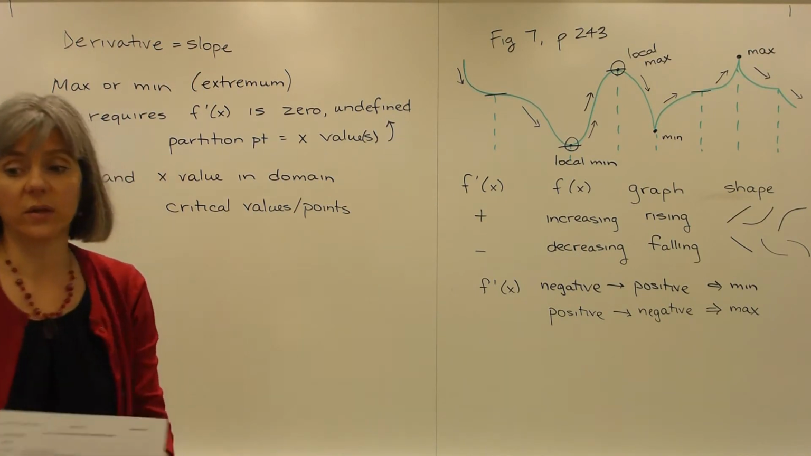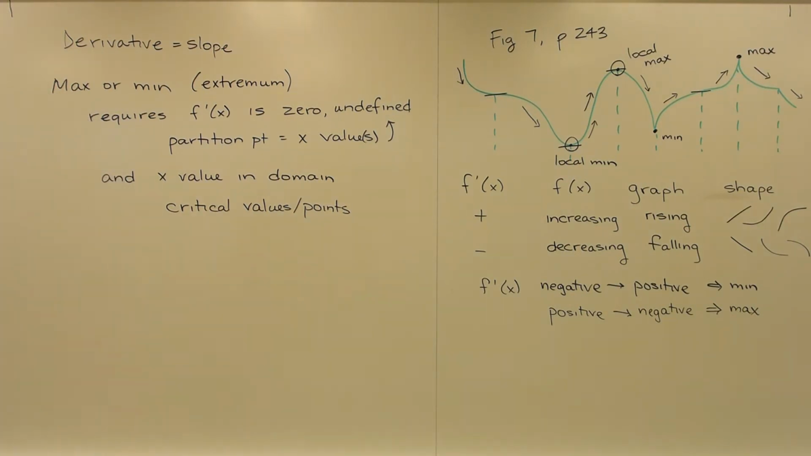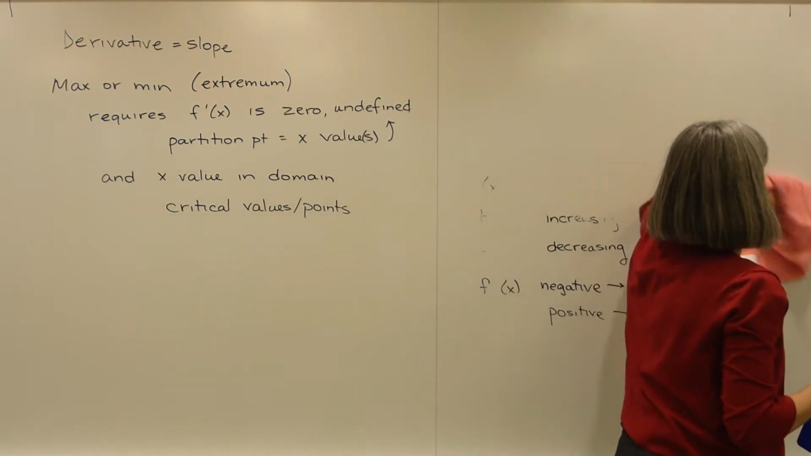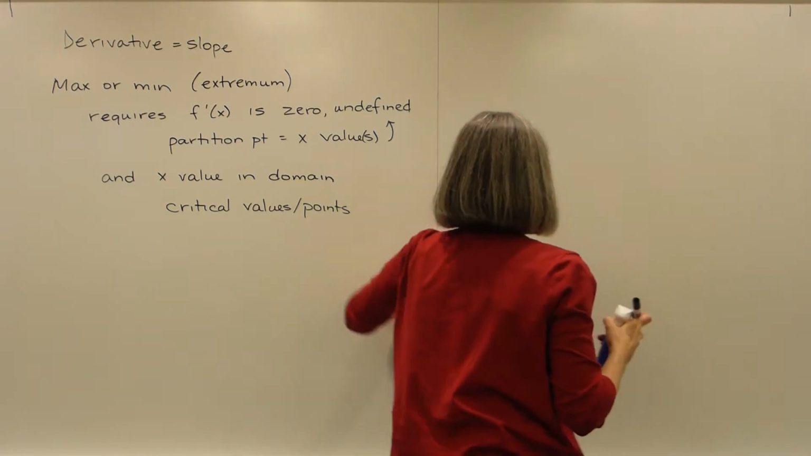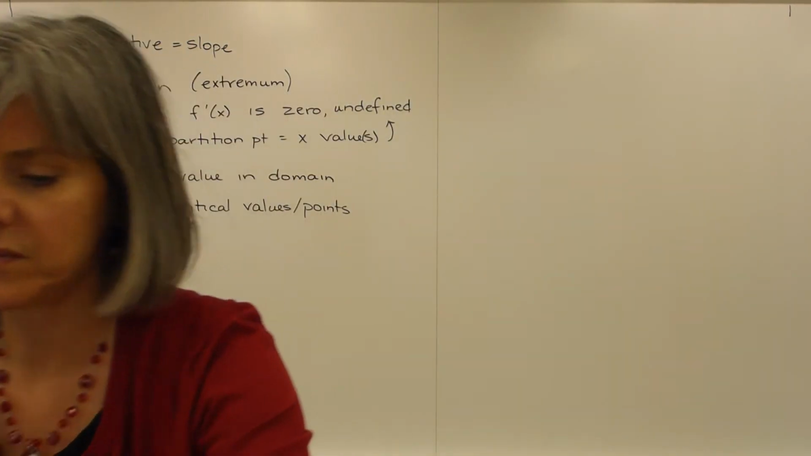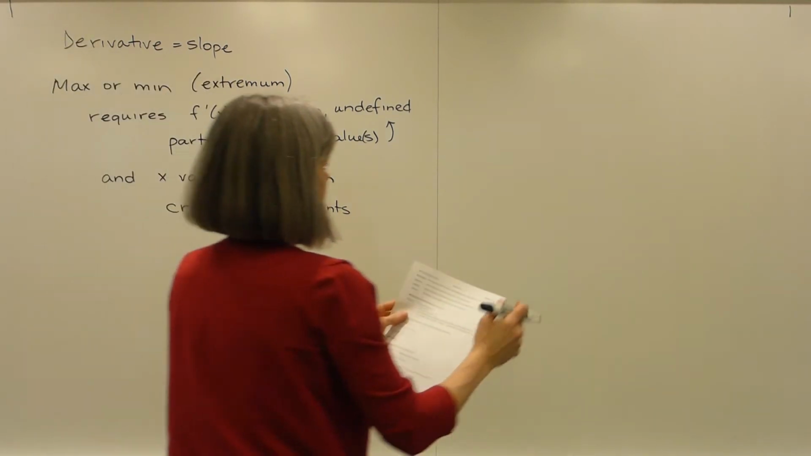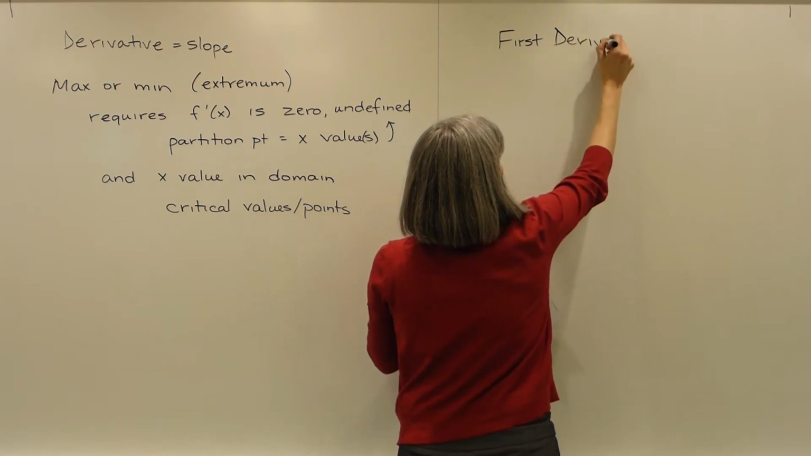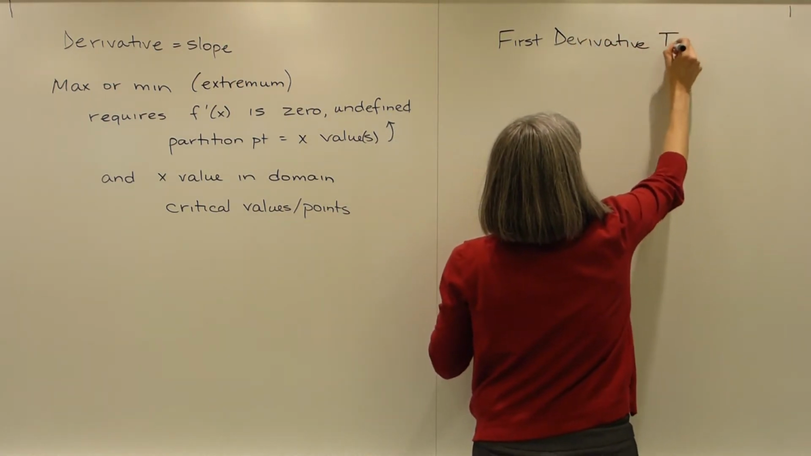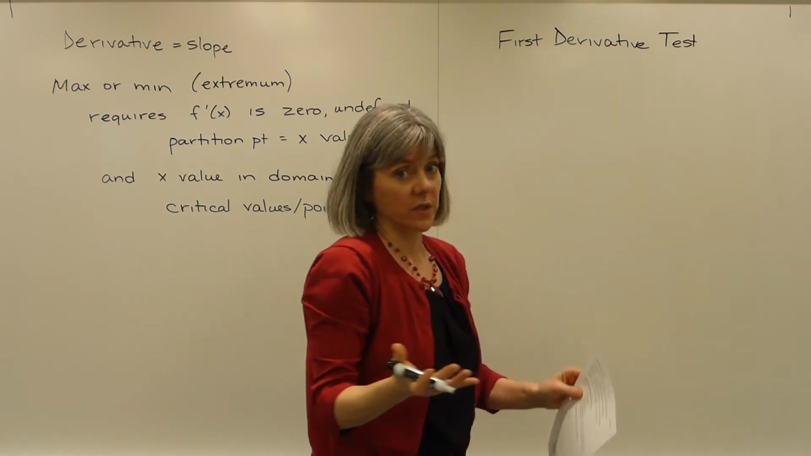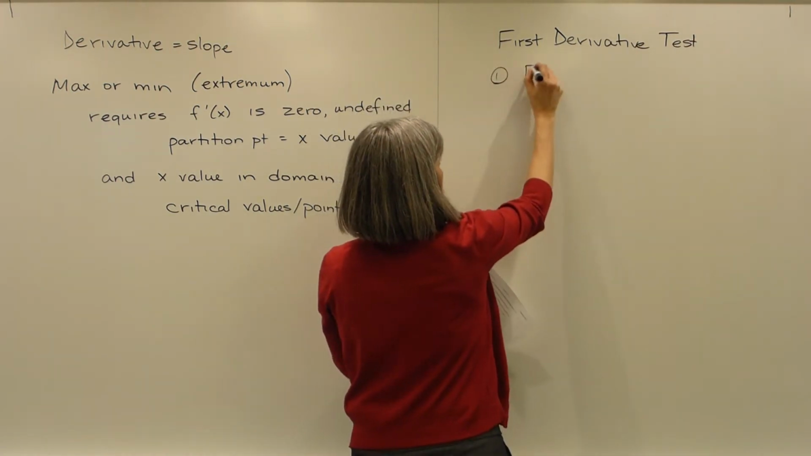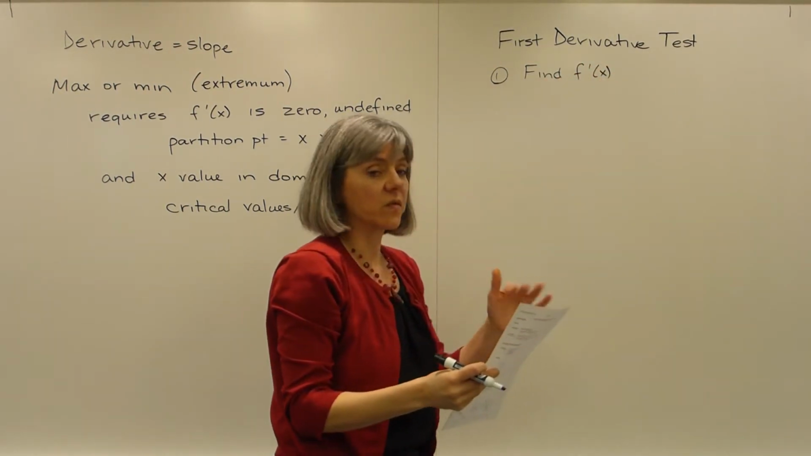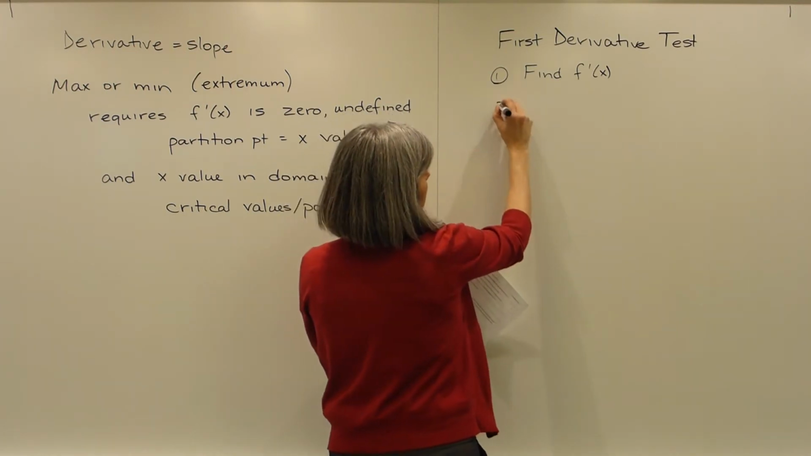Okay, so that means we are going to have a process. So let me write this up. It's called the first derivative test. So here's the process we're going to use. So the first thing is to find the derivative. And then we're going to perform a sign test, or a sign chart.